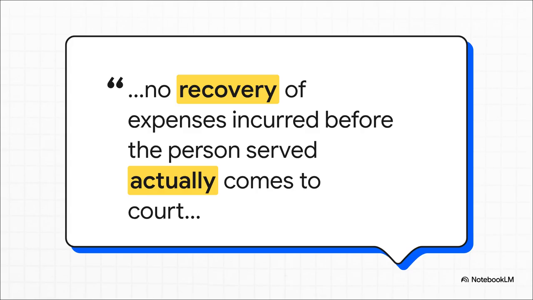To really get these rules, you have to understand the problem they were designed to fix. Way back, the federal court in this case, Bank of New South Wales v. Withers, basically said you couldn't get your money back for all the work you did before you physically showed up at court. Think about that. All the searching, the copying, none of it was recoverable. So UCPR Rules 417 and 418 were created specifically to plug that exact hole.